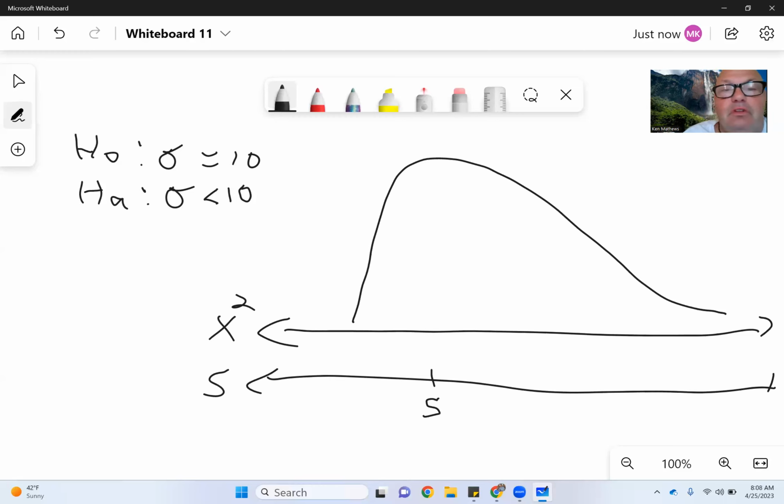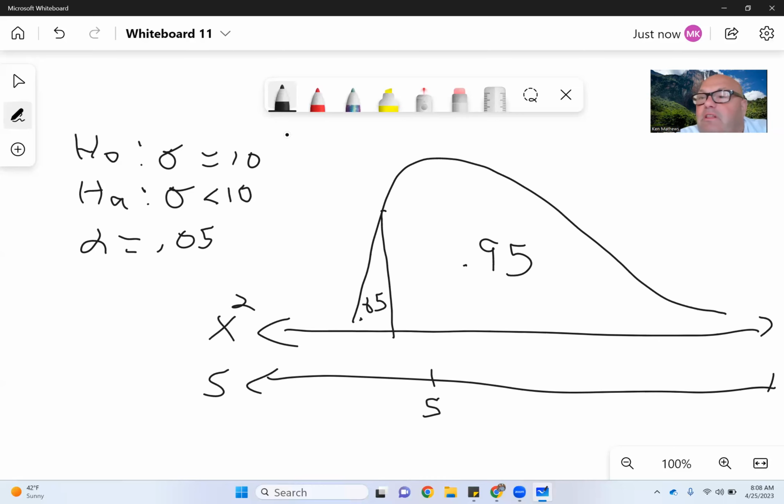Now we're testing this with a significance level, and the significance level determines the area of the tail. Since this is less than, it's going to be a left tail test. If our significance level is 0.05, then the area of the left tail is going to be 0.05. And this would be 0.95.